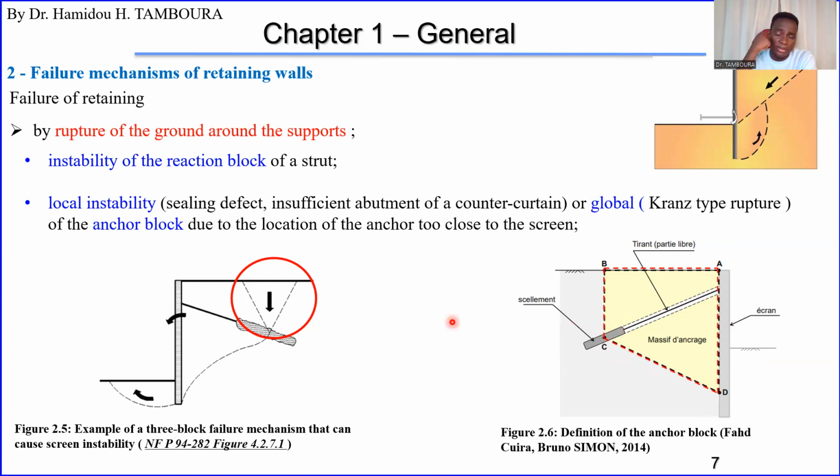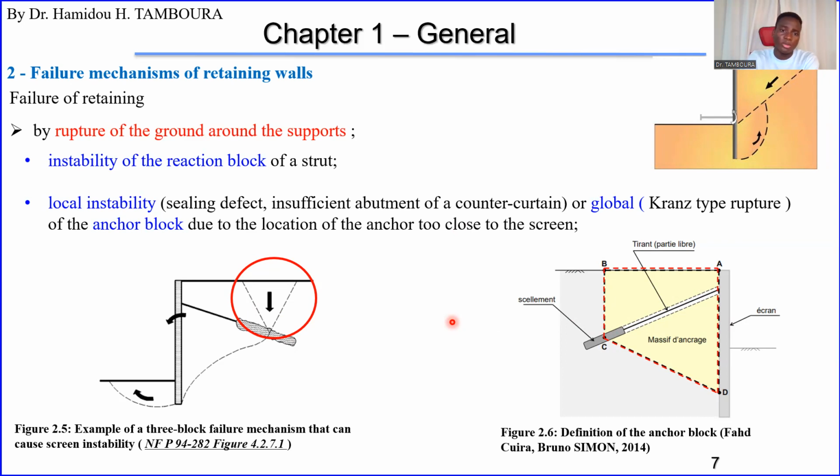For the previous case, when I said that the abutment is not enough, the length in the ground is not enough, I think you know the solution. It's very easy. You just have to have enough length in the ground. Okay, the part of the pile or your wall needs to be deeper in the ground.